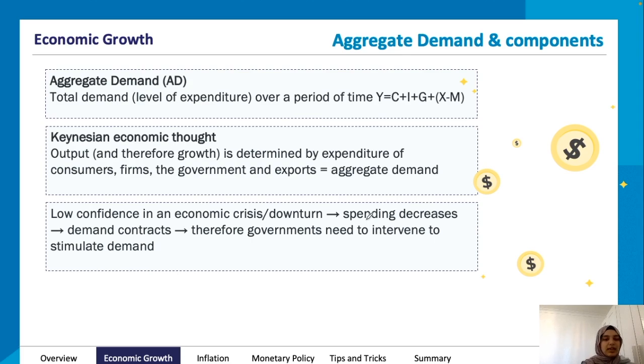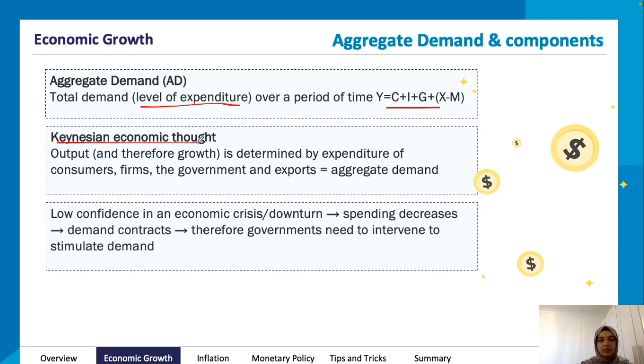So, aggregate demand and components. So, aggregate demand is the total demand, which is the level of expenditure over a period of time. So, how do we measure that? We've got C, I, G, plus exports minus imports, which we'll go through as well. That's a net.